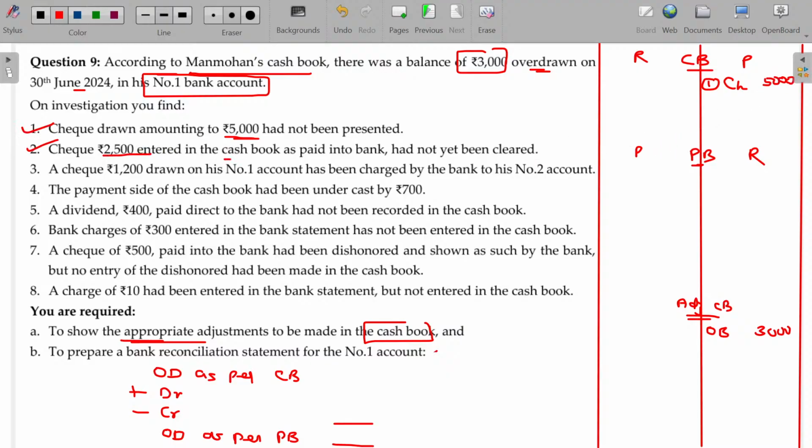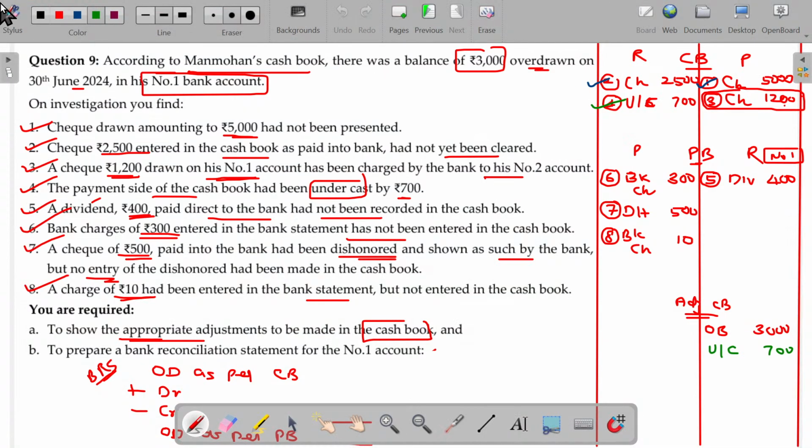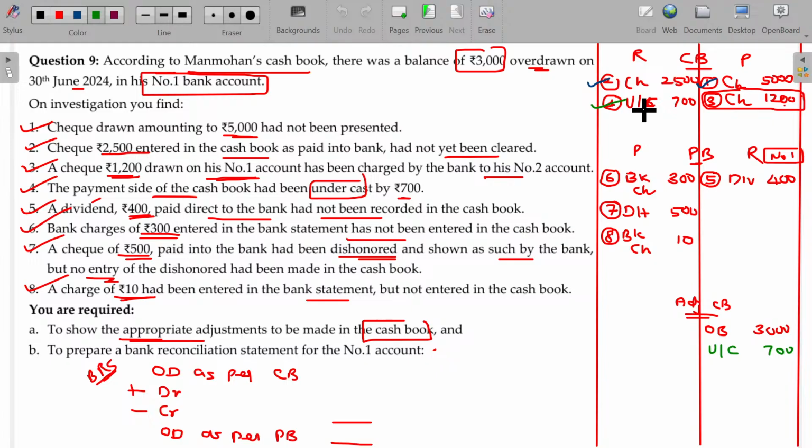Check 2500 entered in the cash book as paid into bank and not been cleared. So we have shown it in the receipt side of cash book, but not encashed by the banker. Not shown in the bank passbook. Check of 1200 drawn on his number 1 account has been charged by the bank to his number 2 account. So we have drawn a check for the number 1 account. Banker has not posted. So this undercasting.